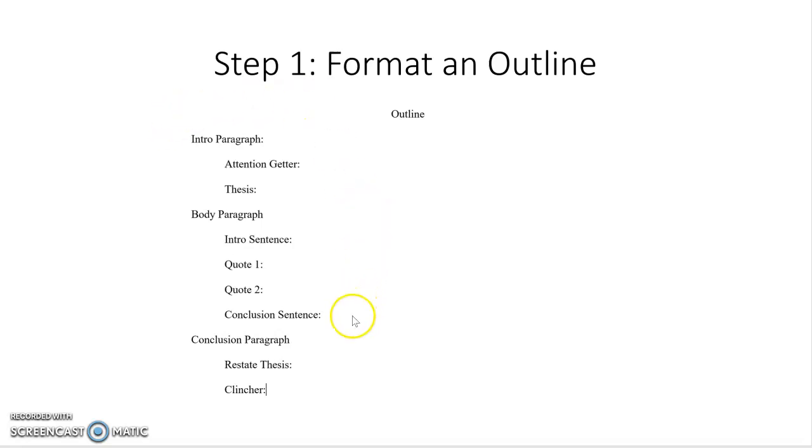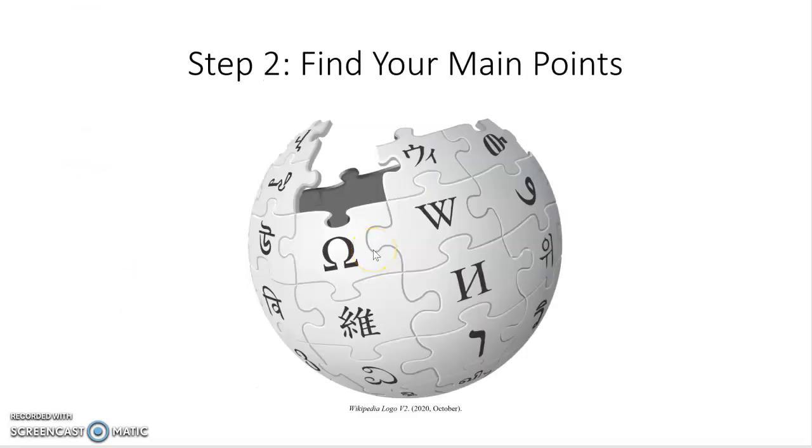As seen on the slide here, I have given you what I use as an outline, and you can clearly see what each paragraph is going to look like just by looking at this brief example. With your topic selected and outline formatted, it's now time to find your main points. Remember, each of these main points will have an entire body paragraph devoted to it, so make sure they're pretty broad. A good way to start finding your main points is by going onto Wikipedia.